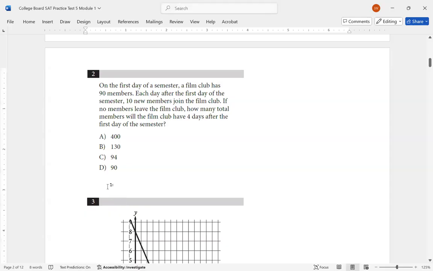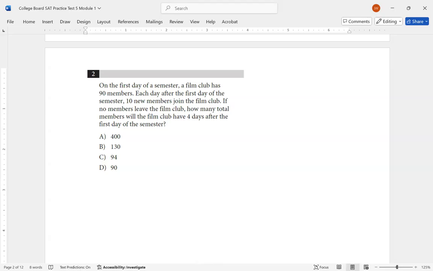Question 2 says, on the first day of the semester, a film club has 90 members. Each day after the first day of the semester, 10 new members join the club. If no members leave the film club, how many total members will the film club have 4 days after the first day of the semester? We can set up an equation: the number of members is equal to 90, and then we're going to add 10 new members per day afterwards. I'll call that D. That would be the general equation for this.